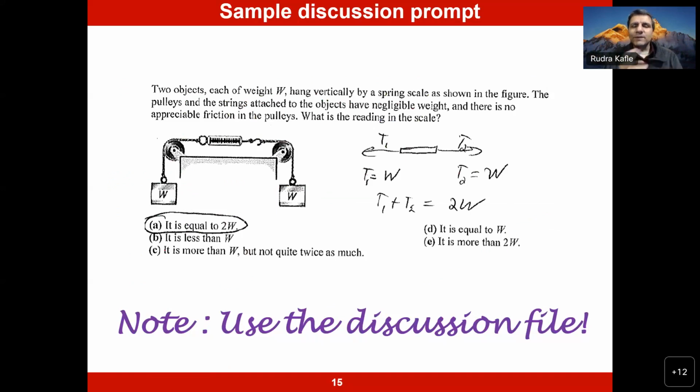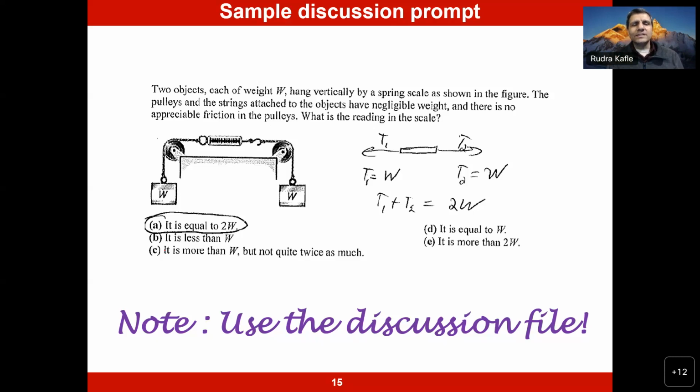So for example, here is one very popular question. This question is in the textbook University Physics written by Young and Freedman, originally written by Sears and Zemansky. Later Young and Freedman updated that. So this question is there, and I asked this question in the exam.